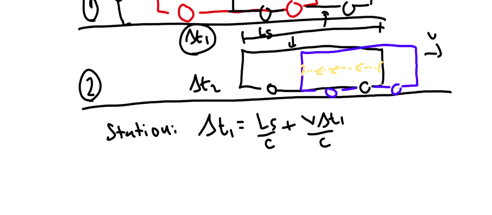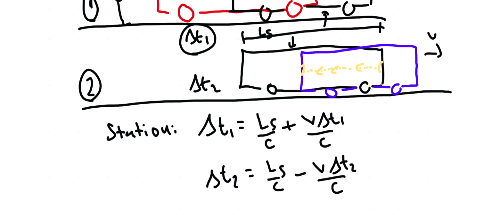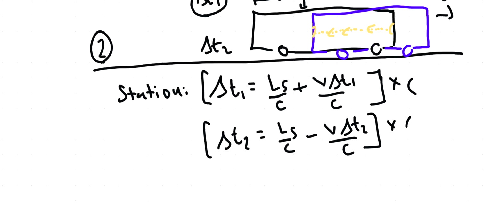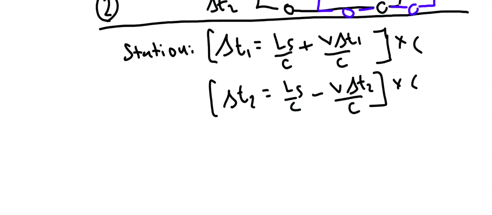And for delta t2, we can say ls divided by c, but now they're going in the opposite direction, minus v delta t2 divided by c. Okay, and now we have to do a little bit of algebra. The way I prefer to do this is to take this equation and multiply it by c, and multiply this one also by c.